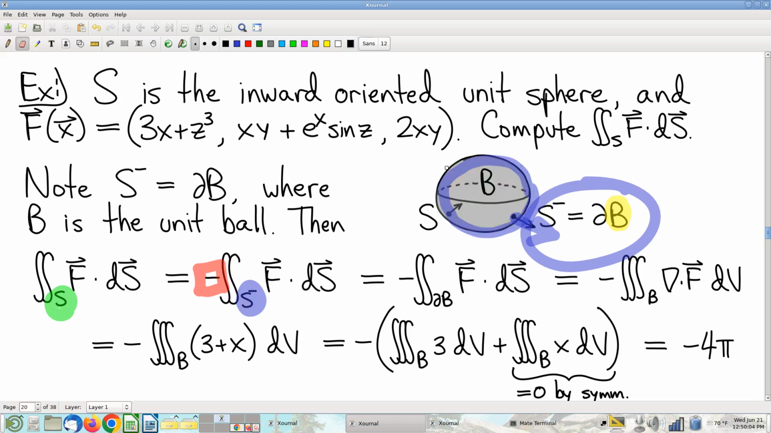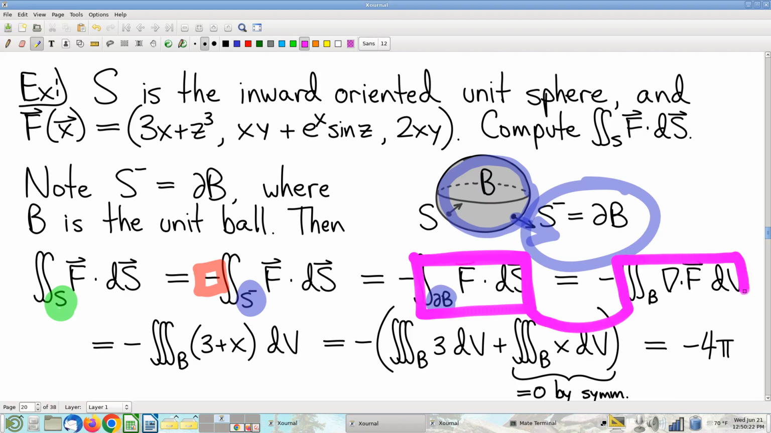Point being, that surface is a boundary, and the divergence theorem tells me how to relate a boundary flux to a triple integral over the interior. So there's where we apply the divergence theorem. Everybody good? Okay, and don't forget that minus sign. That minus sign keeps progressing on through, right? So this minus sign continues along.